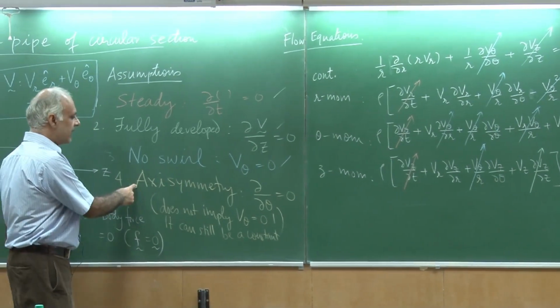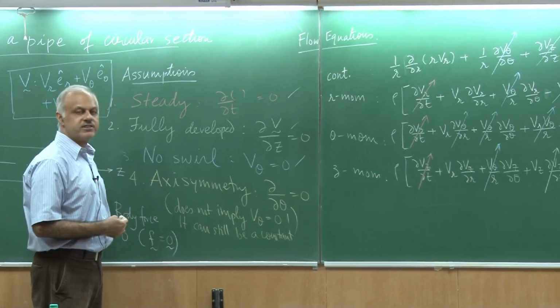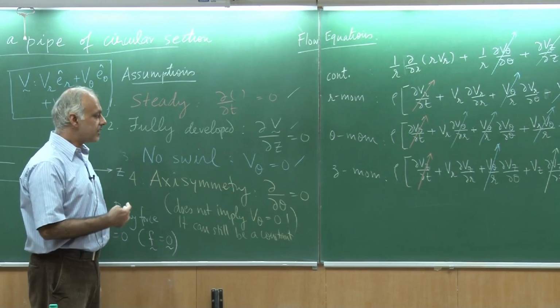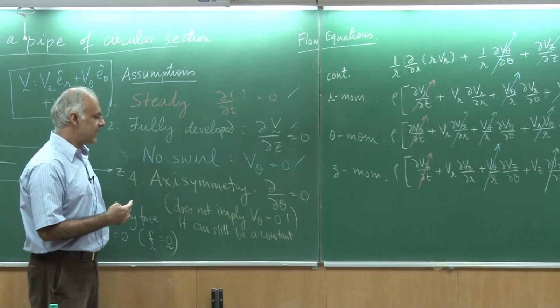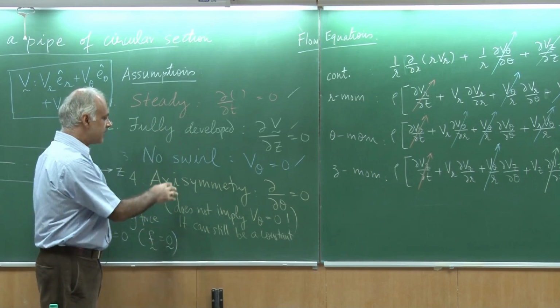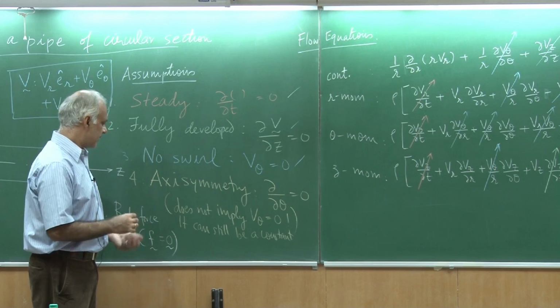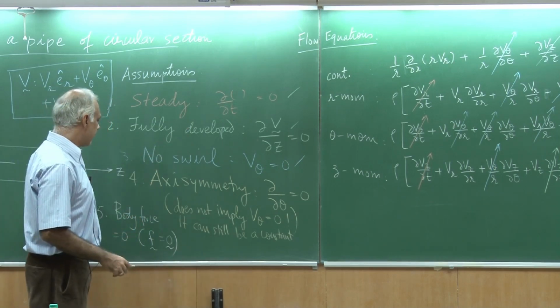Next I am going to look at the flow is axisymmetric. That means there are no changes with respect to theta. Now it is quite likely that some of the terms are already taken to 0 because of some other assumptions, but I am still going to put a tick on it as and when I see those terms.